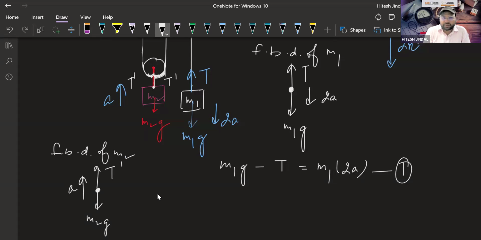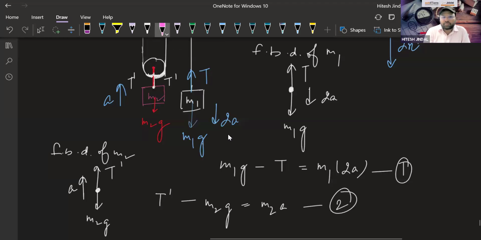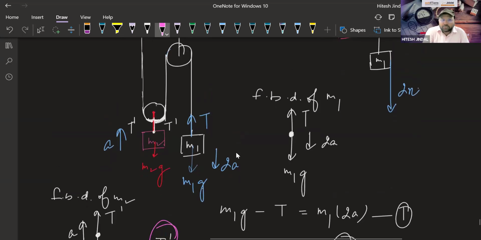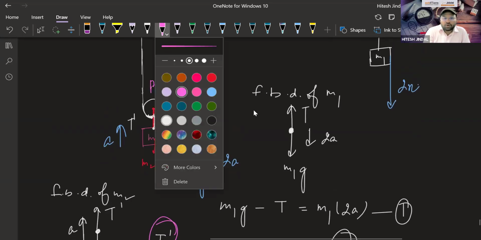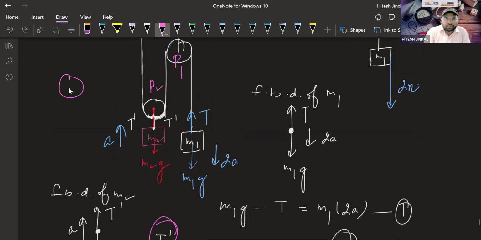So what is the equation I can write? T dash minus M2G is equal to M2A. But now the point is, what is T dash? How can we find T dash? Now we look at this pulley. Just observe this pulley now. This one is my P2, pulley 2. Let's say this is my P1, pulley 1. So I'm talking about this P2.